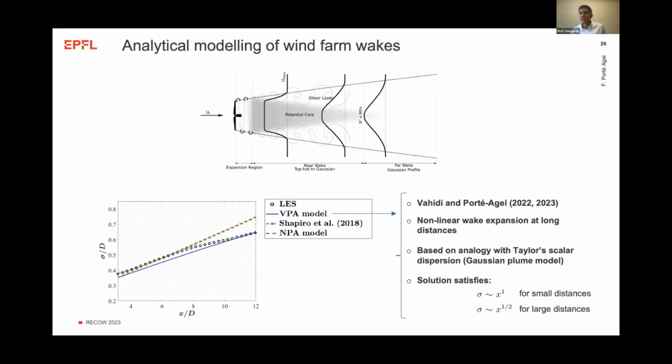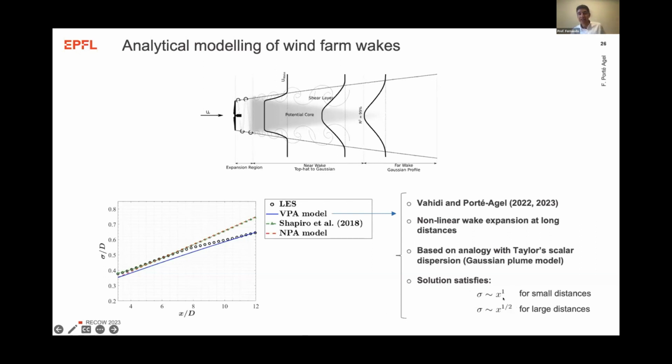I don't want to go into much detail, but we recently developed a method that is physics-based, and it borrows ideas by analogy to Taylor's scalar dispersion theory. If any of you have done air pollution, this is used in air pollution to model what we call the Gaussian plume. It uses a Gaussian distribution which expands. The plume expands.